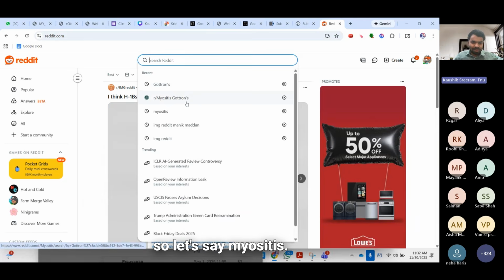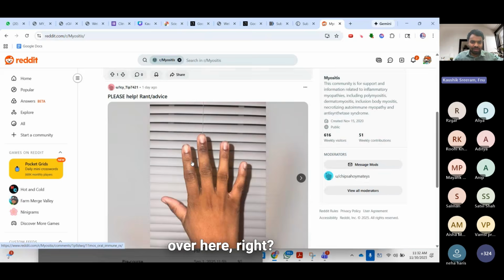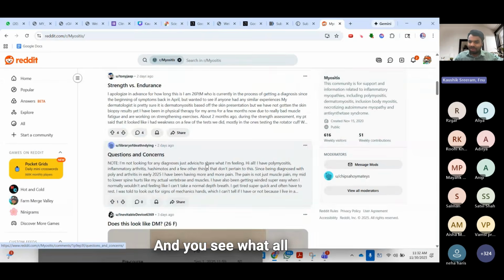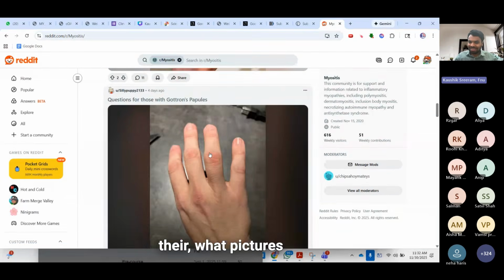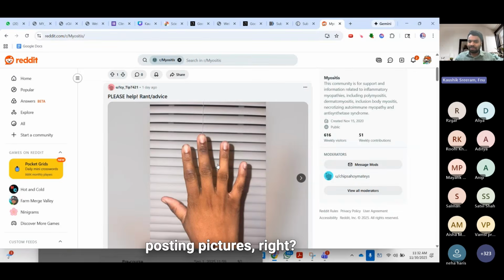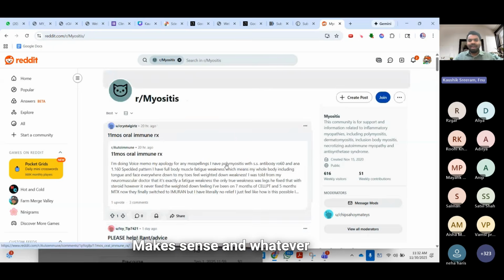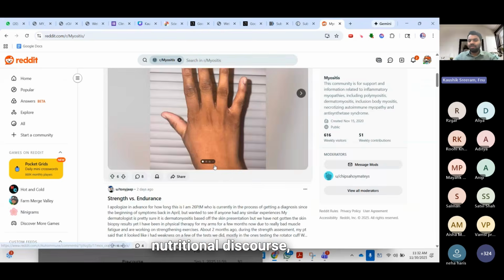So let's say myositis. You see a myositis community over here, right? And you see what pictures they're giving you. So you can highlight that, hey, people are posting pictures, and you say, oh, this is interesting. Makes sense. And whatever nutritional discourse, you can highlight it.